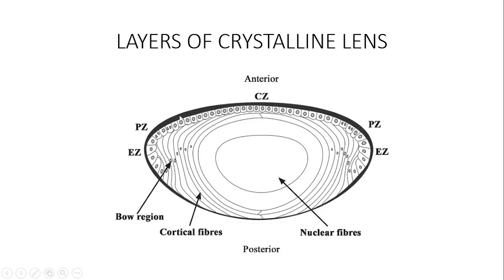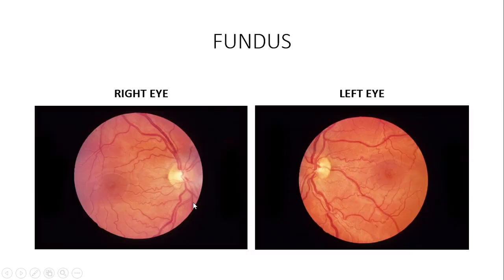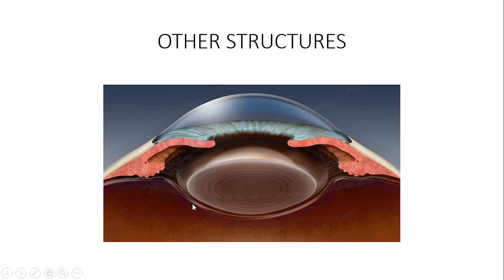So this is the capsule. Okay, the dark zone is the capsule. As you can see in this particular picture, it's far thicker at the anterior area and is thinner posteriorly. That's the capsule of the crystalline lens.